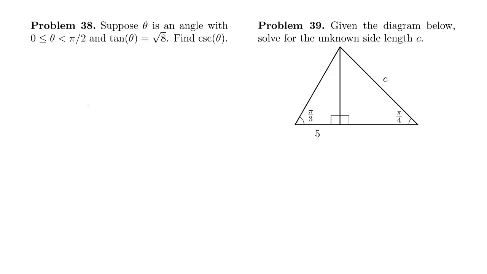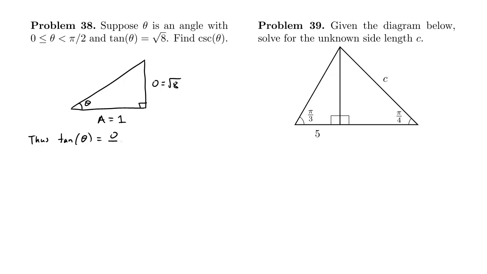Let's draw out a right triangle with angle theta. We know that tan of theta is the square root of 8. If we were to make the hypotenuse length 1, then it'll take some work to find the opposite and adjacent side lengths that give this ratio. Instead, let's make the adjacent side length 1, and the opposite side length square root of 8. This is a triangle which has tan of theta equal to the opposite over the adjacent, which is the square root of 8 over 1, or just square root of 8, like we wanted.